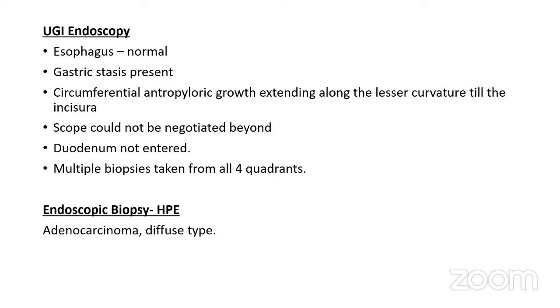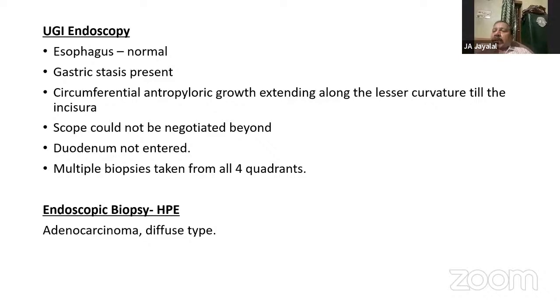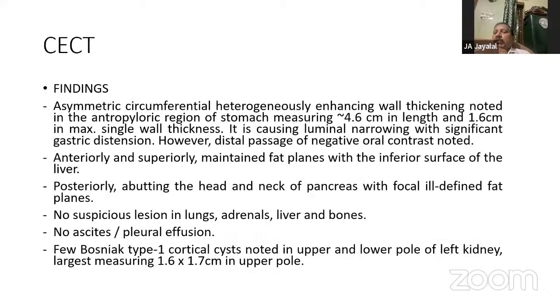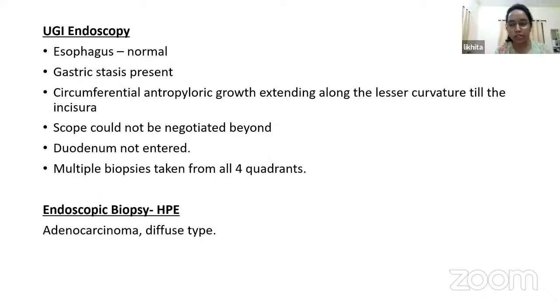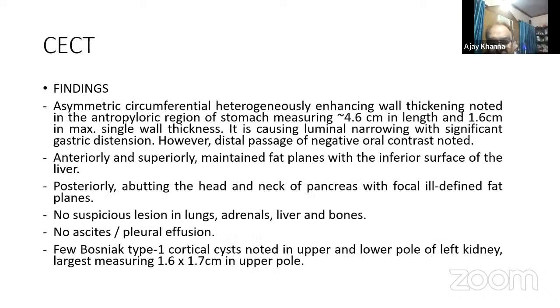Okay, that is ideal. But this patient had melena, no? No melena and no hematemesis, sir. So the biopsy has come as a diffuse type. Yes, sir, adenocarcinoma diffuse type. What do you understand by the diffuse type?